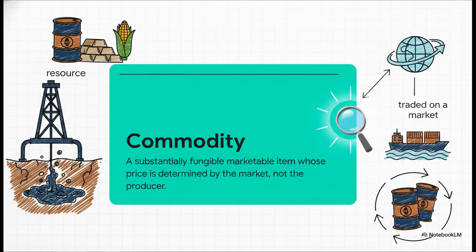A commodity is a raw material that has become standardized, is fungible, and is actively traded on a market. So think of it this way. Crude oil deep in the ground is a resource. Once it's pumped out, it's a raw material.